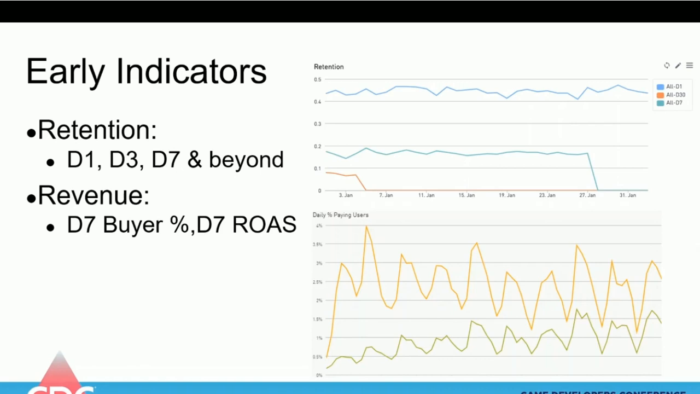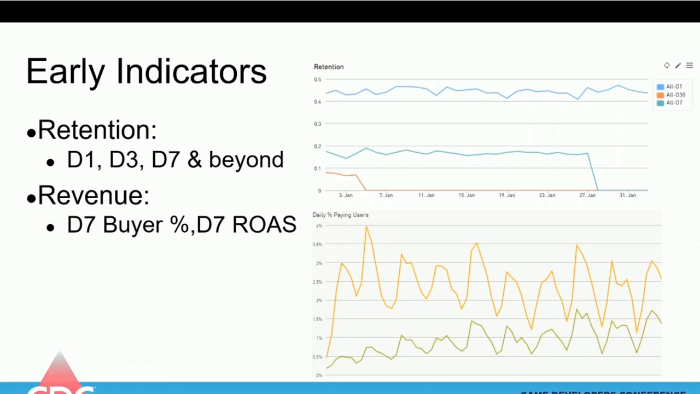And as I'm sure you know, it's very important that we keep users in our game, because that's how we get them to spend money or watch ads. The second set of metrics that we look at are all based on revenue. Although there's a lot of ways that you can look at revenue, the two early ones we use the most are the D7 buyer percent and the D7 ROAS, or return on ad spend, which I'll get into more detail on soon, I promise.